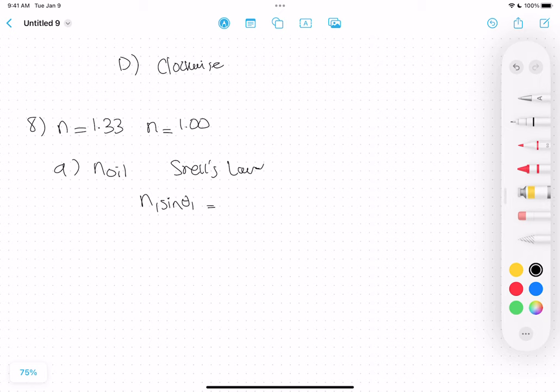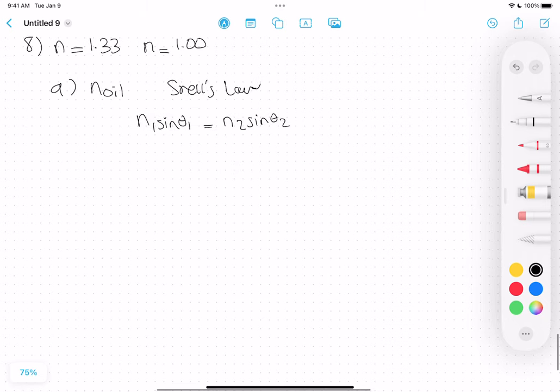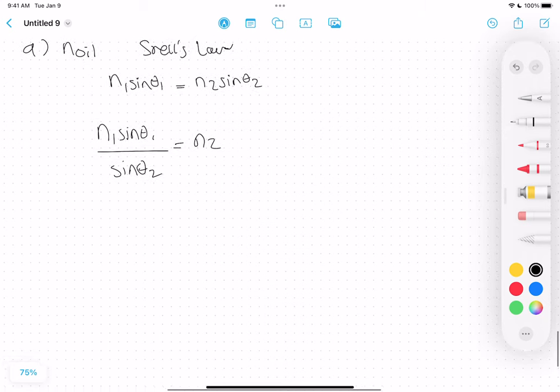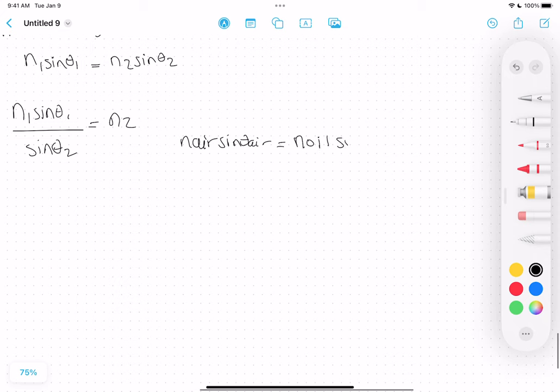N1 sine theta 1 is equal to N2 sine theta 2. In this case, N1 would be the first index of refraction, which is air. Sine theta 1 would be that angle of incidence, the 60 degrees, how the ray is coming in and hitting the surface initially. Theta 2 would be the refracted angle, 37.6 degrees. And N2 would be the index of refraction of the oil, which is exactly what we're trying to figure out. You can simplify this to N2 equals N1 sine theta 1 divided by sine theta 2. If you rewrite this as N air sine theta air equals N oil sine theta oil, I think that'd be better as well.